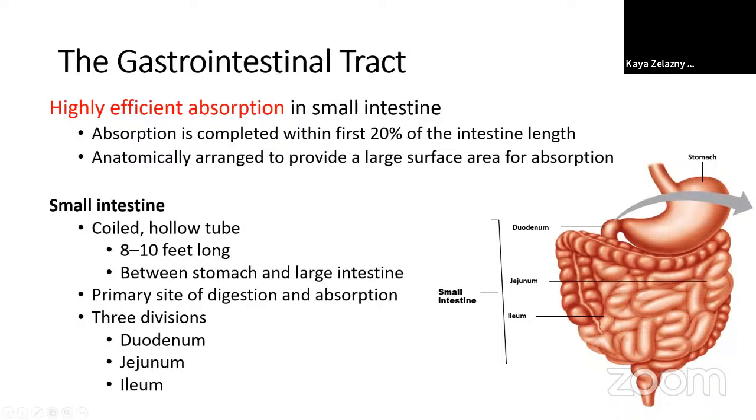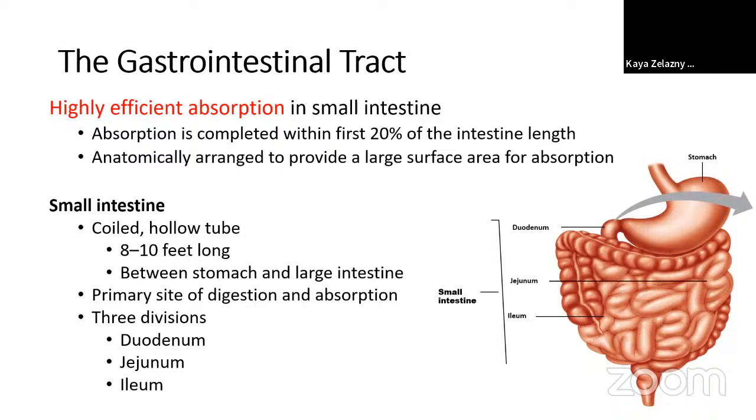Okay. So you've seen the small intestine physically before. Now, what you probably didn't talk about in lab is absorption in the small intestine. It's really highly efficient. Absorption is done basically in the first 20% of the small intestine. So it does not take your whole intestinal length to absorb things. We're going to have a really large surface area for absorption in the beginning of the small intestine, but also continuing throughout.